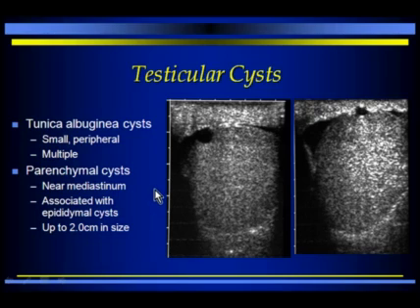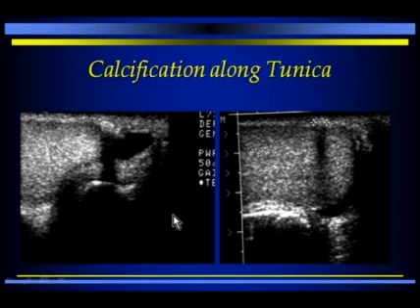Parenchymal cysts are also possible within the testis. They can be near the mediastinum testis. They're often associated with epididymal cysts, and they can be up to 2 centimeters in size. In addition to cysts, one can see calcifications along the tunica. If it moves around, you would call it a scrotal pearl. If it doesn't, it may just be a calcification of the tunica related to previous inflammation. In any event, if the patient's not symptomatic, it's a leave me alone lesion. Important to see it and recognize it as a benign post-inflammatory process.